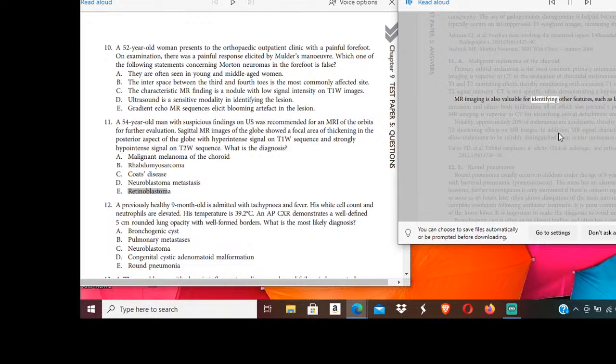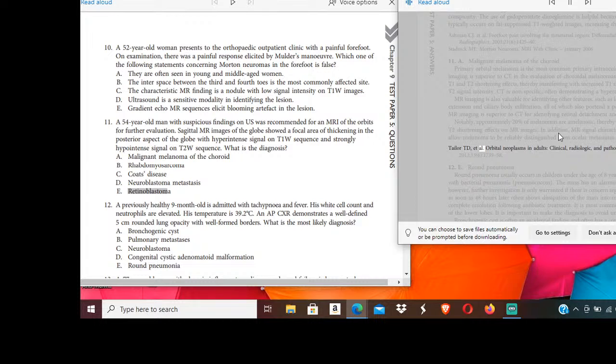MR imaging is also valuable for identifying other features, such as large tumor size, extraocular extension and ciliary body infiltration, all of which also portend a poor prognosis. In addition, MR imaging is superior to CT for identifying retinal detachment and extrascleral spread. Notably, approximately 20% of melanomas are amelanotic, thereby lacking characteristic T1 and T2 shortening effects on MR images. In addition, MR signal characteristics may not always allow melanoma to be reliably distinguished from ocular metastases.